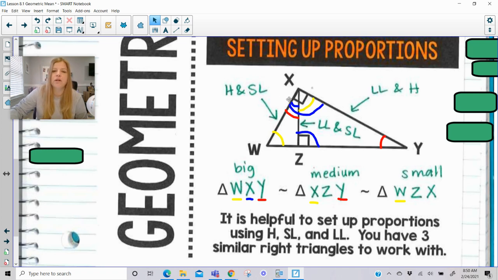And so you see you have all of these overlappings happening. And so as long as you have values and you say to yourself, okay, I can set up a hypotenuse over short leg because I'm also given a hypotenuse and short leg of another part of this diagram, and that's going to help me solve my proportion. That's what's going to end up happening.